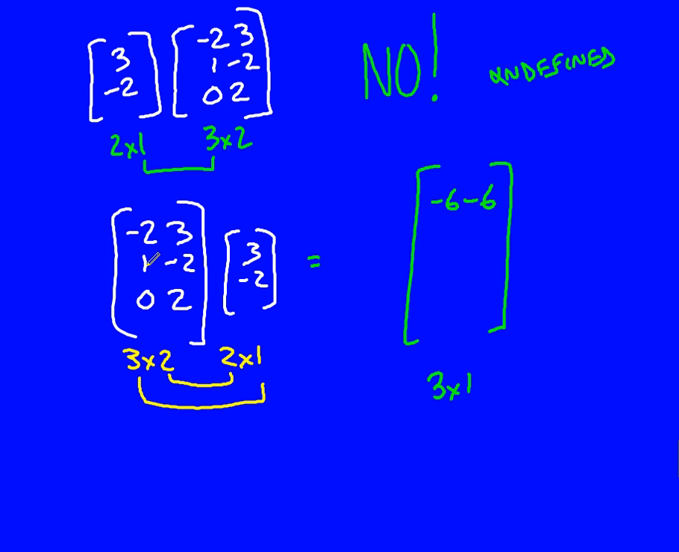Let's go into second row. So second row, first and only column. 1 times 3 is 3. Negative 2 and negative 2 is positive 4.